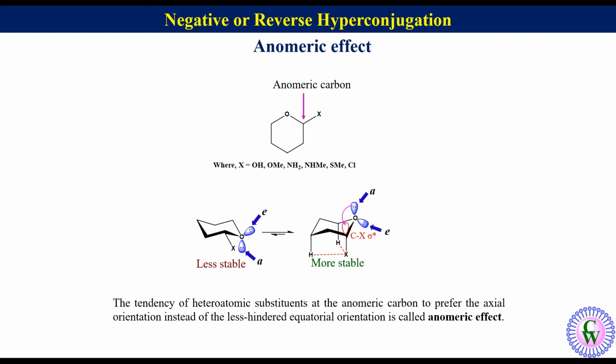If we look at the chair conformation with the equatorial substituent, this is C-X sigma star, which is not aligned for overlap with the non-bonding orbital of the ring oxygen.